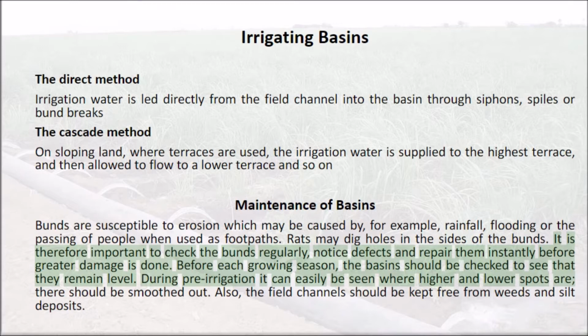Before each growing season, the basins should be checked to see that they remain level. During pre-irrigation, it can easily be seen where higher and lower spots are. These should be smoothed out. Also, the field channels should be kept free from weeds and silt deposits.